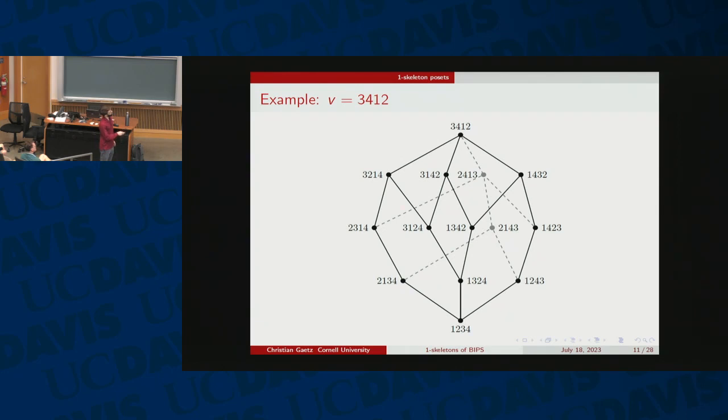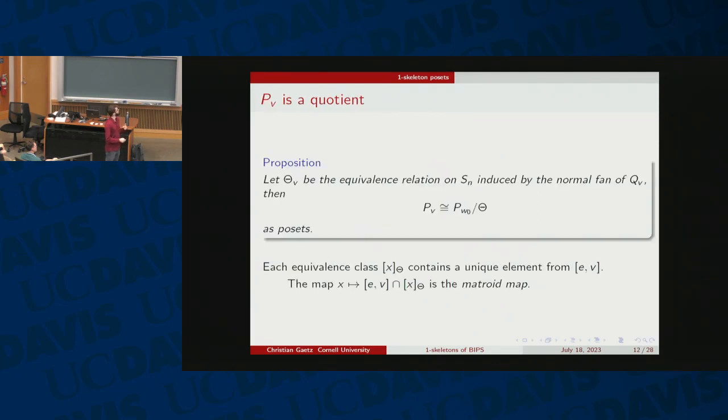Another thing I want to draw your attention to in this example is that this poset, like the weak order, is a lattice. So any two elements in this poset have a unique least upper bound and unique greatest lower bound. And those are both questions that we're going to explore further.